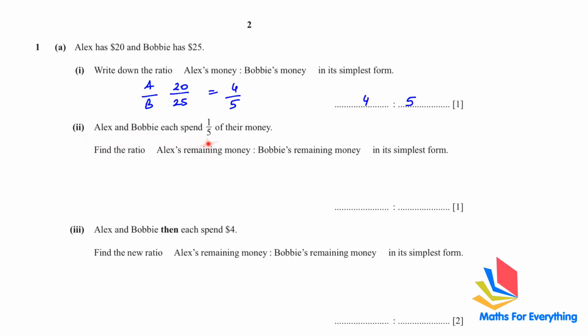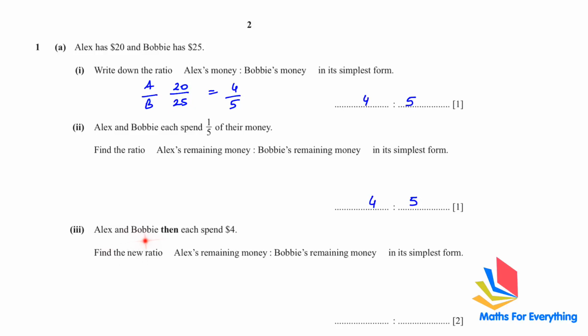A2. Alex and Bobby each spend 1/5 of their money. Find the ratio of Alex's remaining money to Bobby's remaining money in its simplest form. They are spending the same fraction of their money, so the ratio is not going to change. It's still going to be 4:5.